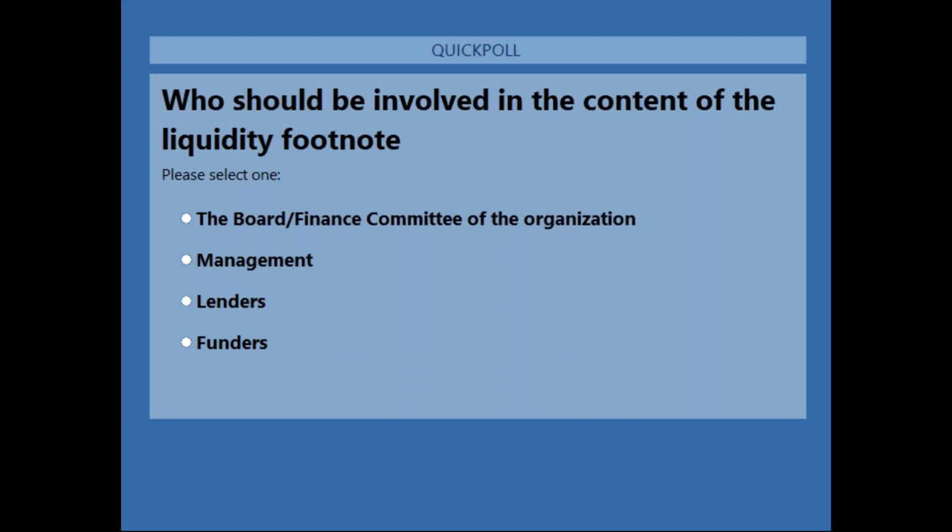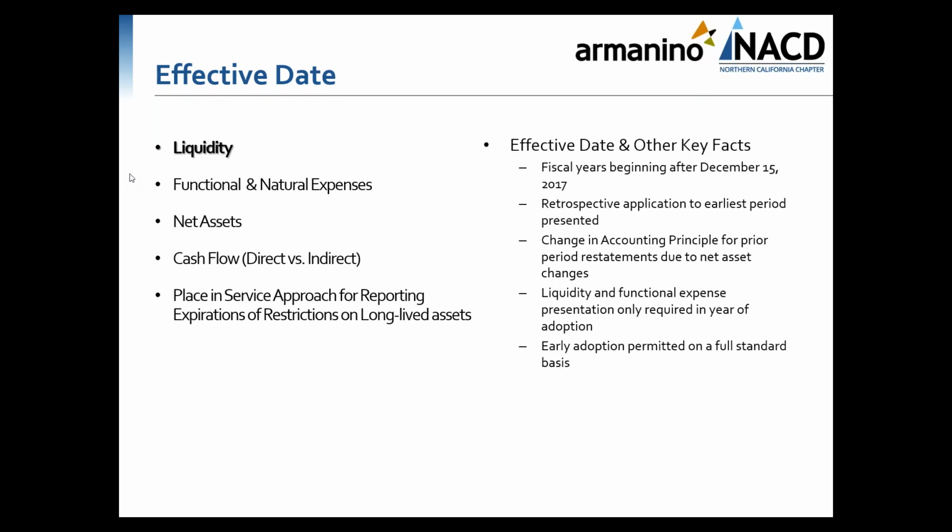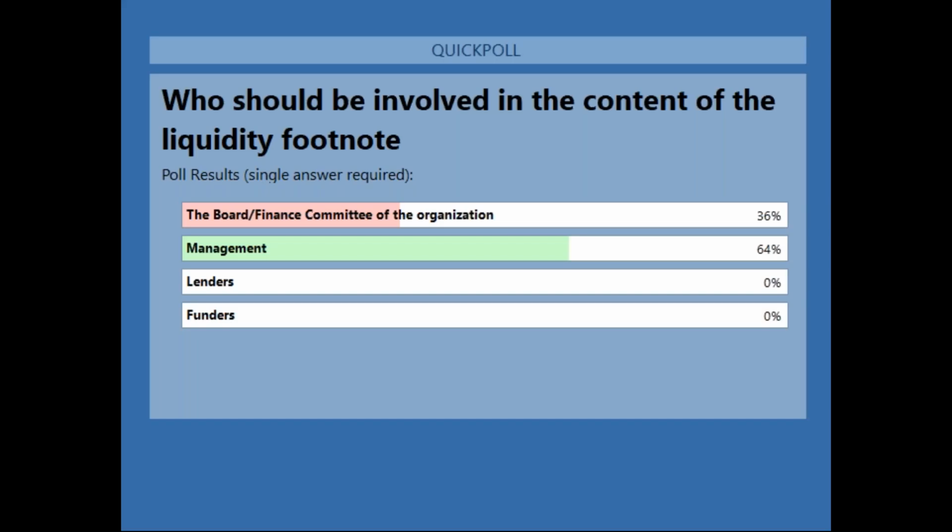Well, it looks like most of you are saying management, about 40% saying the board and finance committee. I think we tried to trick you guys here. We'll go ahead and close the polls. Definitely management should be involved, and the board and finance committee, to the extent that you think is necessary within your organization, should be involved as well, along with key stakeholders internally.